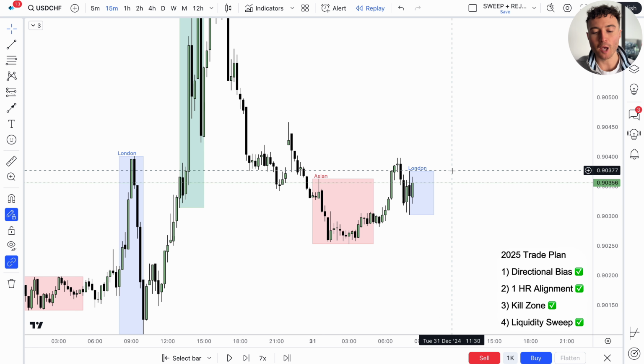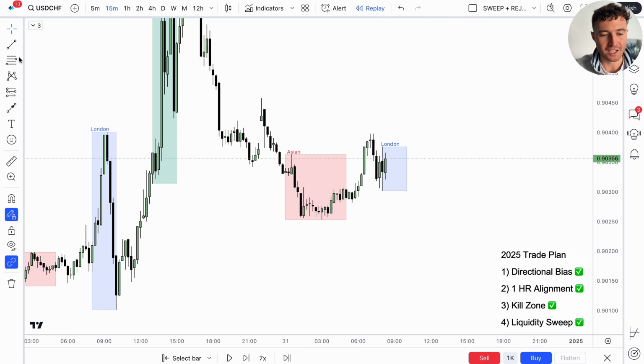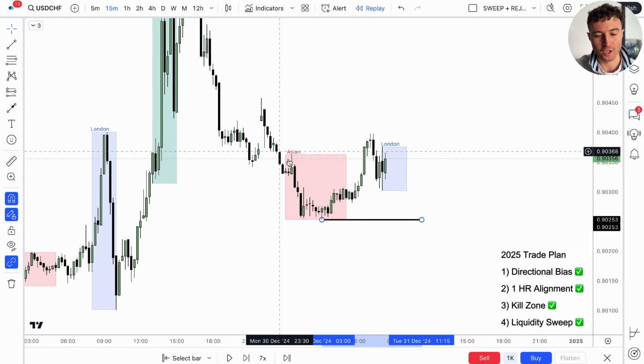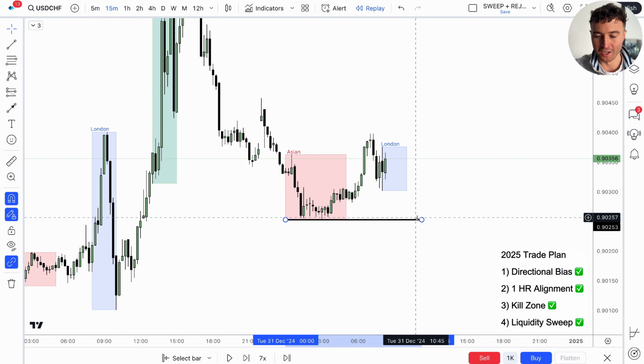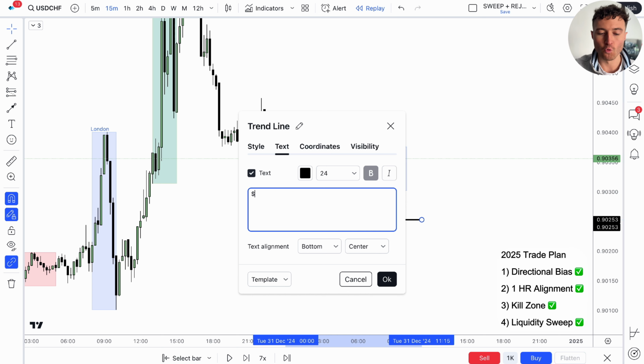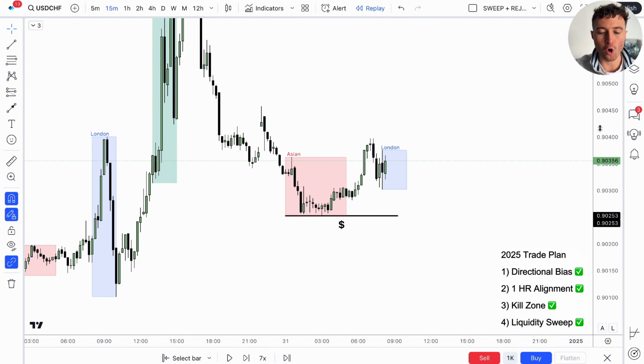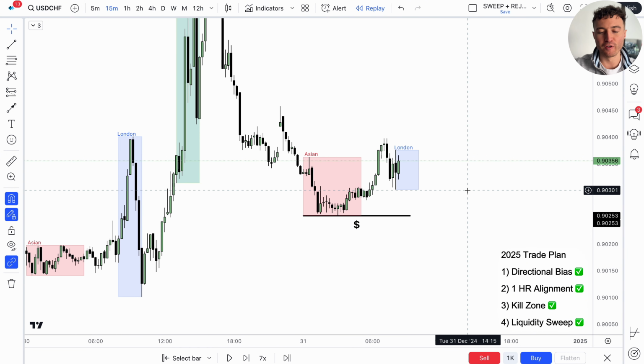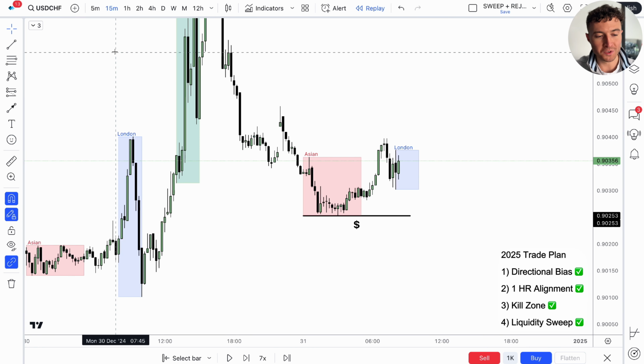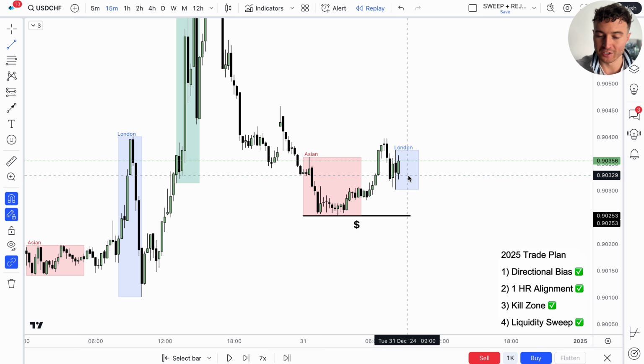And finally, step number 4 within the 2025 trade plan is ensuring that we see a liquidity sweep. What you can see right here is we have an Asian session low. So we can go ahead and mark that on right here. And we understand that there's sell side liquidity resting below the Asian session low. And remember guys, we are long bias on this market based on the 15-minute time frame and also based on the hourly time frame. And what we want to see is a run of sell side liquidity.